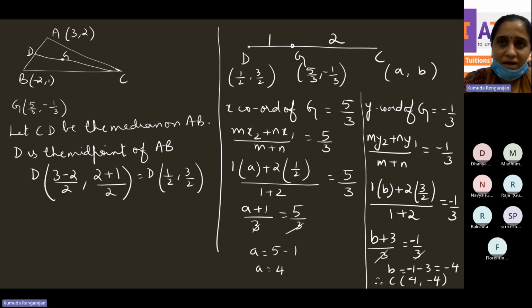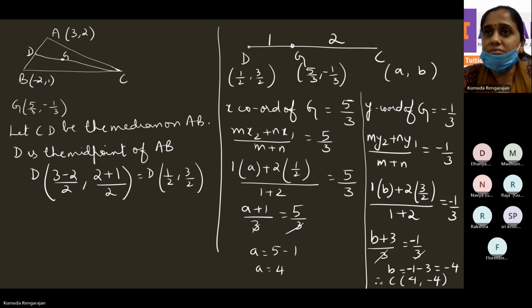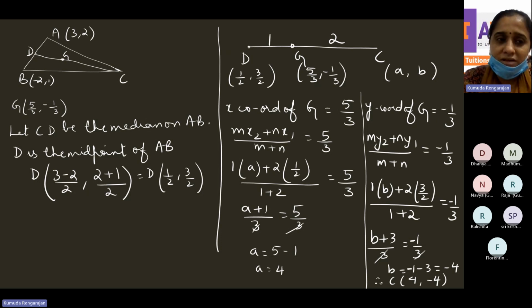So I marked D, the midpoint of AB, because we can find the coordinates. Then if you have marked the midpoint D, you should take the median CD. That's how we draw this figure. Because we know the coordinates of A and B, it's easy to find the midpoint of AB. So I mark the D. Then you have to take the median CD and the centroid G lies on CD.